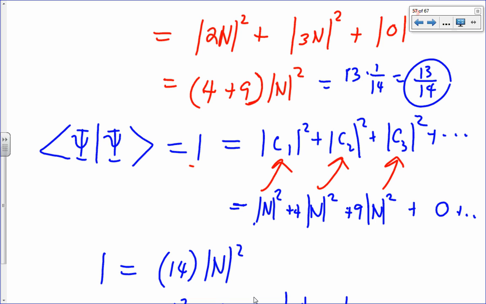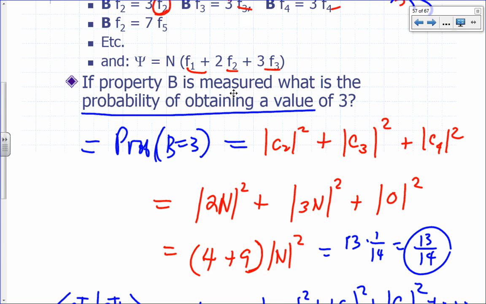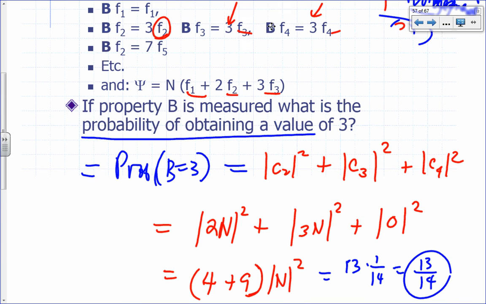So the probability that you're going to get 3 if you measure property B is C2 squared plus C3 squared plus C4 squared, because F2, F3, and F4 have an eigenvalue of 3. Okay? And so if you add up all those probabilities, you get 13 out of 14. Okay? Question?